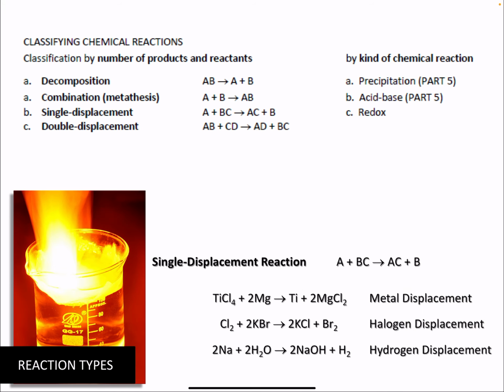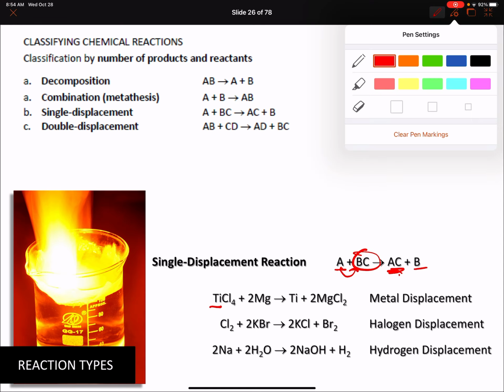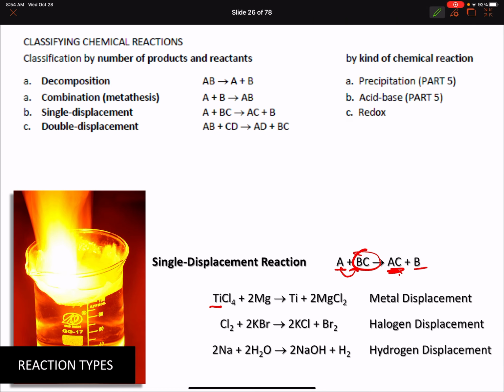Single displacement reactions, remember we have one thing displacing somebody in a pair, right? So A is kicking B out. Now he's the pair and B is all by himself. And here are some examples. So there's metal displacement, where I have a metal that's interacting with chlorine, right? So it's a titanium chloride. Titanium chloride, right? Now who has the chloride, right? Titanium had it on the left, on the reactant side. Now magnesium has it. That's metal displacement, a single displacement reaction.